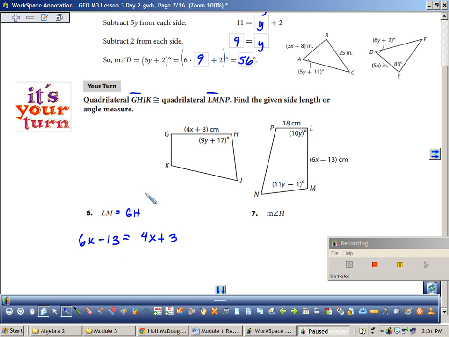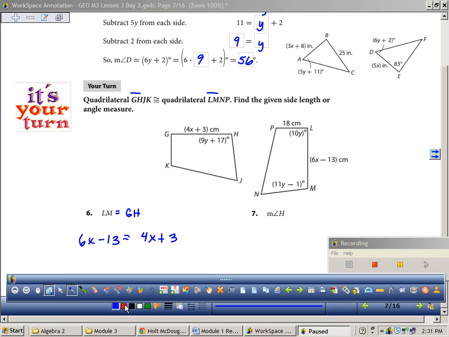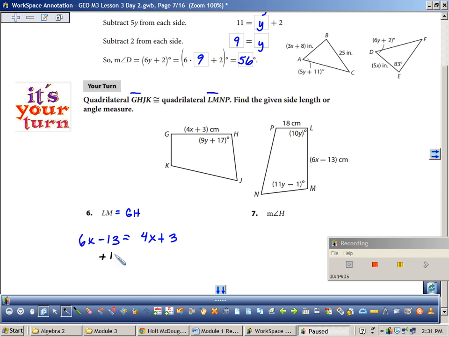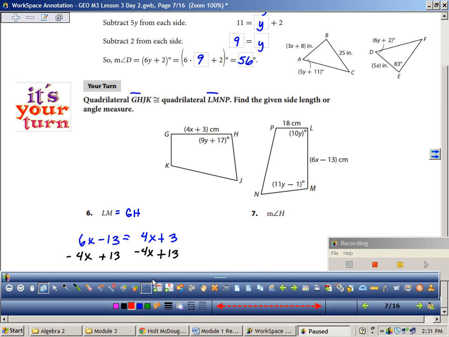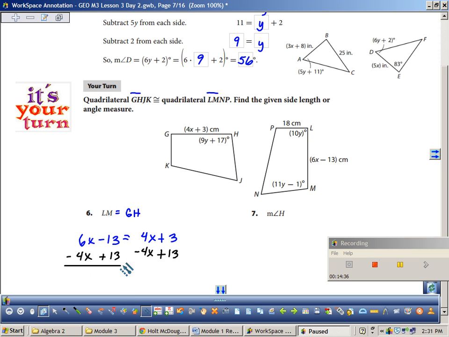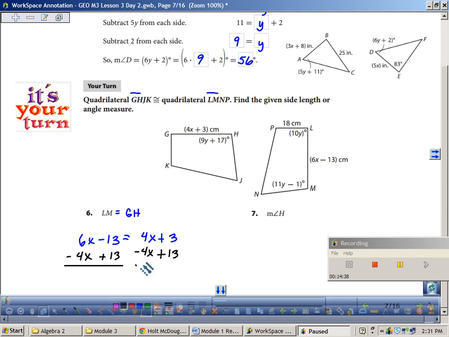Okay, how would I solve this? Add 13 to both sides, and what else could I do at the same time? Minus 4x from both sides. Hey, what property am I using when I do that? Do you remember? Do you guys remember that property? It's a property of equality. Nobody? It's the addition property of equality. I can add the same thing to both sides?